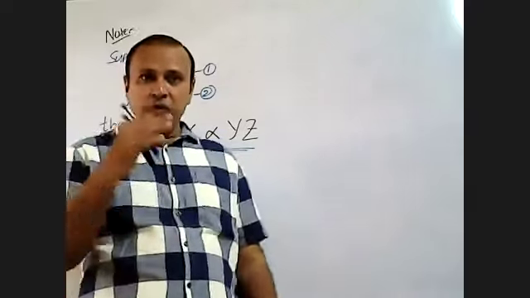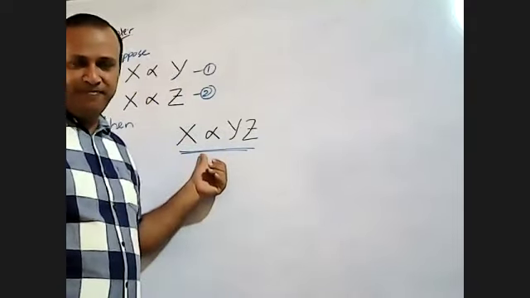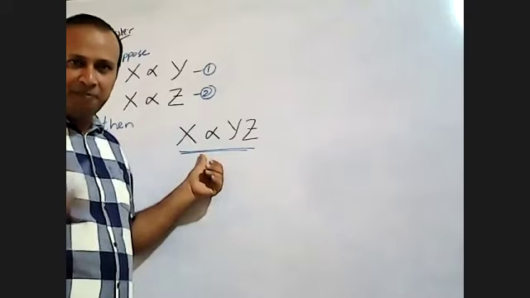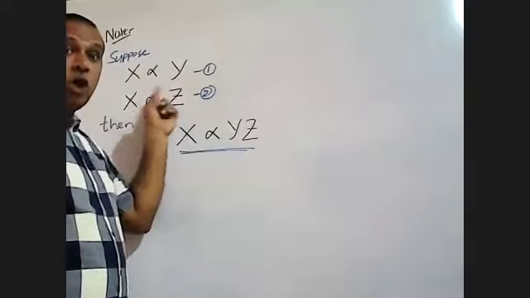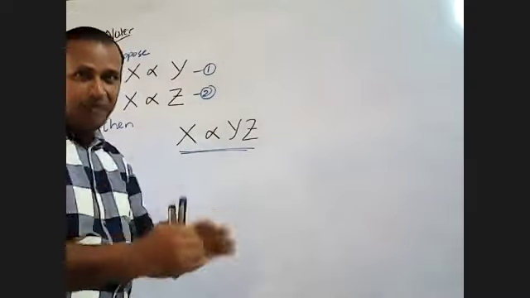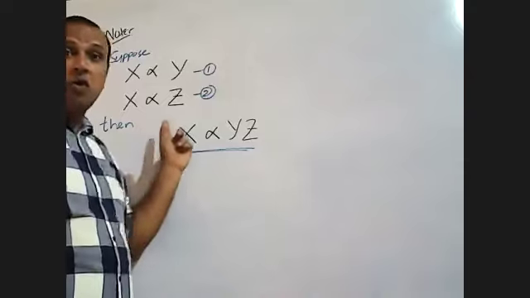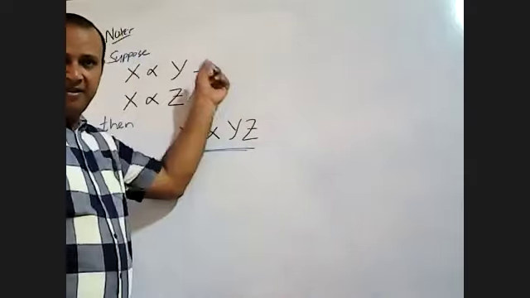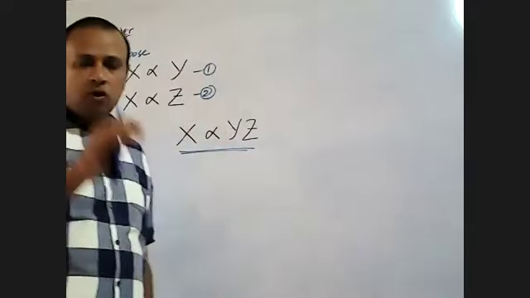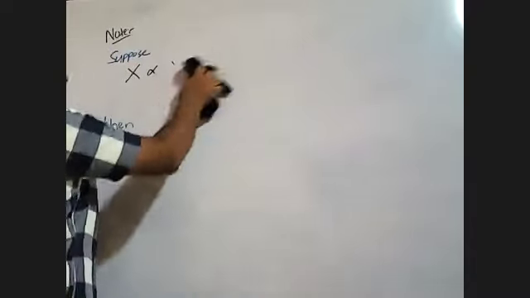To do that, you have to have this knowledge. That means if a variable is directly proportional to two other variables separately, then that variable is also directly proportional to the product of these two variables. That knowledge should be there. Then write a topic.